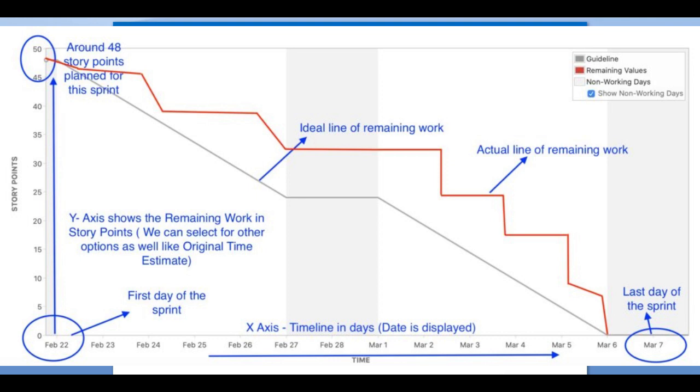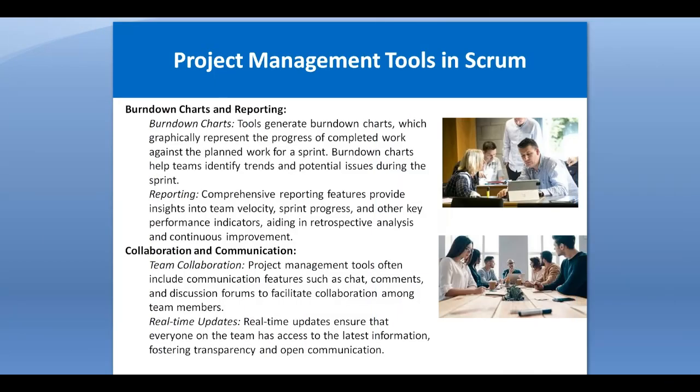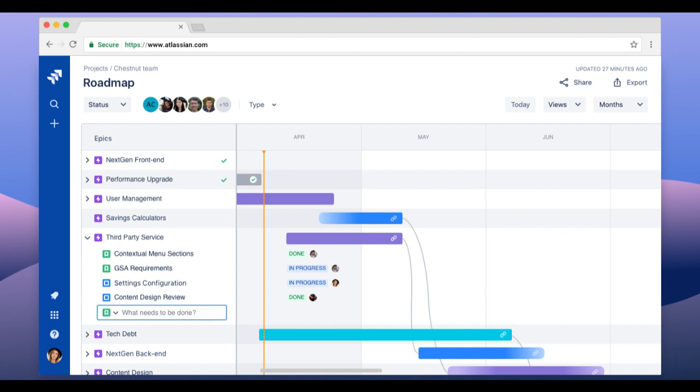It also depicts the sprint progress and other key performance indicators, aiding in retrospective analysis and continuous improvement. Then collaboration and communication means that project management tools often include communication features such as chat, comments and discussion forums to facilitate collaboration among team members. Real-time updates ensure that everyone on the team has access to the latest information, fostering transparency and open communication. So friends, collaboration and communication have become very easy nowadays.